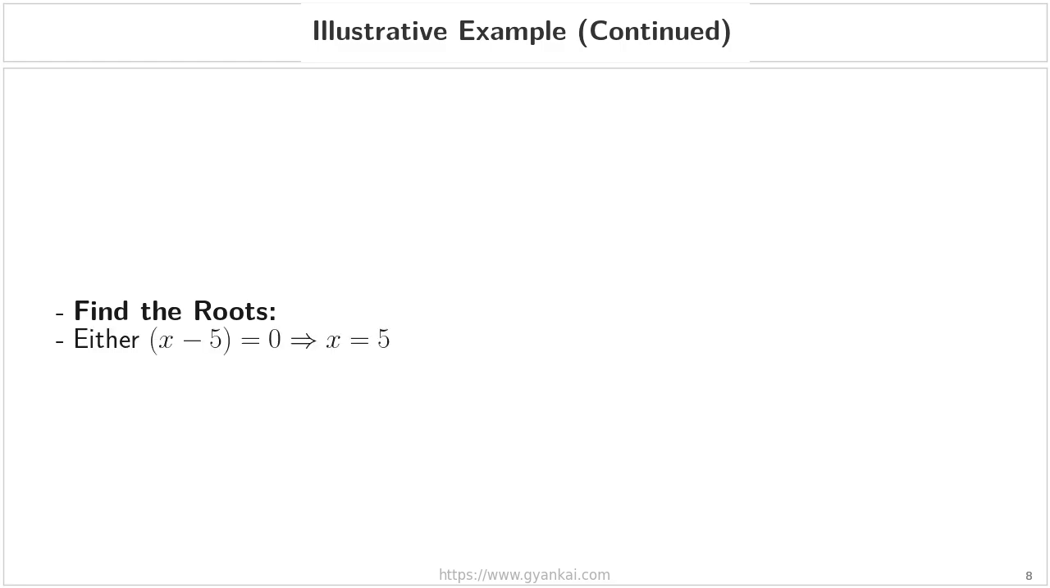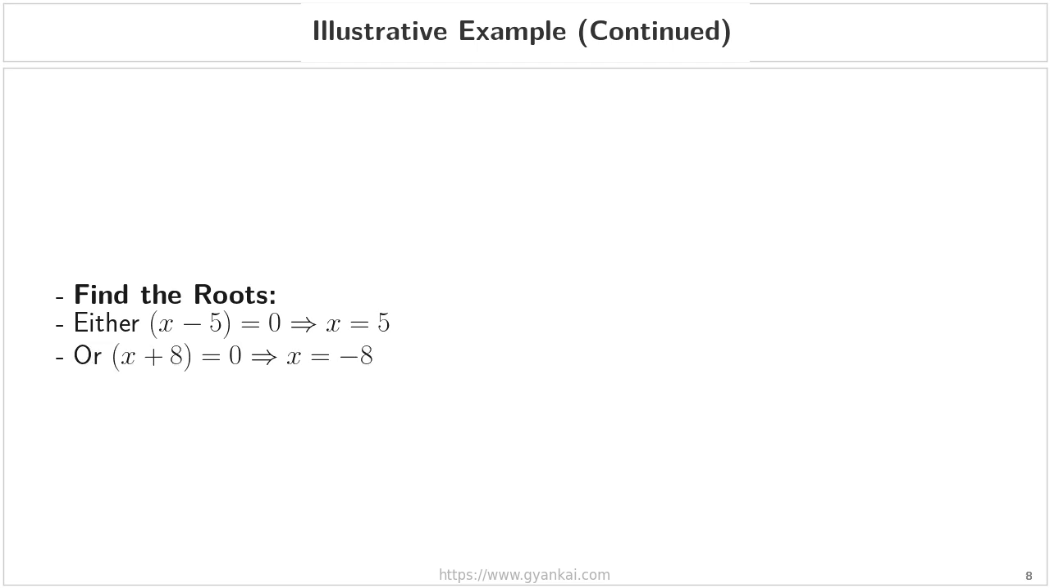First, we take the first factor, x minus 5, and set it equal to 0. Solving this simple linear equation, we find that x equals 5. Next, we take the second factor, x plus 8, and set it equal to 0. This gives us x equals -8. So, we have arrived at our two potential mathematical solutions, 5 and -8.